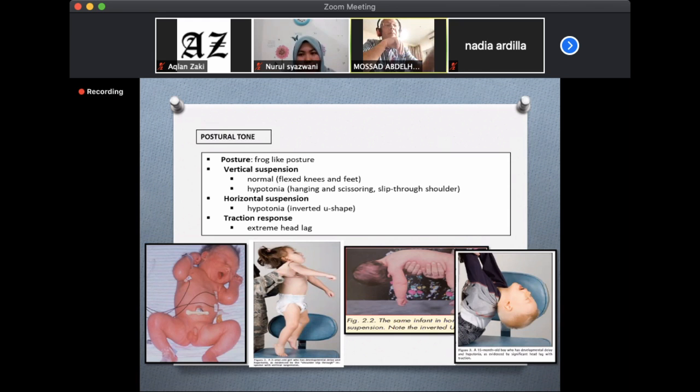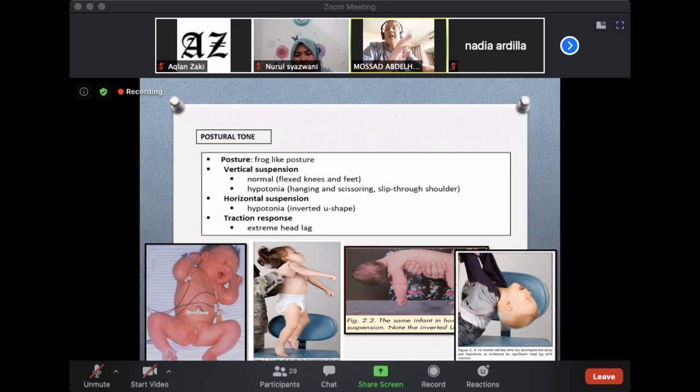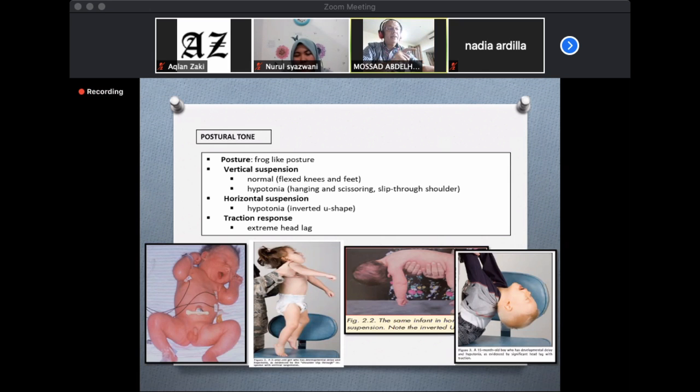So number one, there is head lag. Number two, he slips from your hands. Number three, when you put him on your hands, as you see, the back is arched. And even if you put him on his face, he is unable to move, only rolling from side to side like that. And at the end, the frog leg position is one of the characteristics. But remember this 180-degree test. Okay, this is number one.